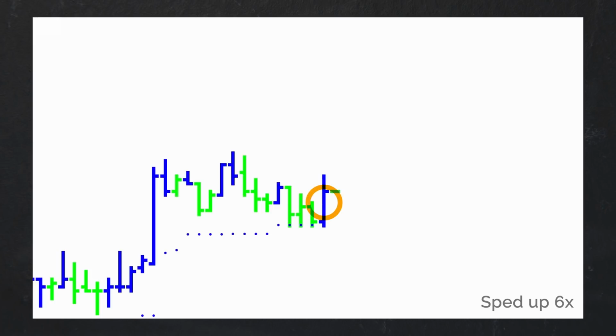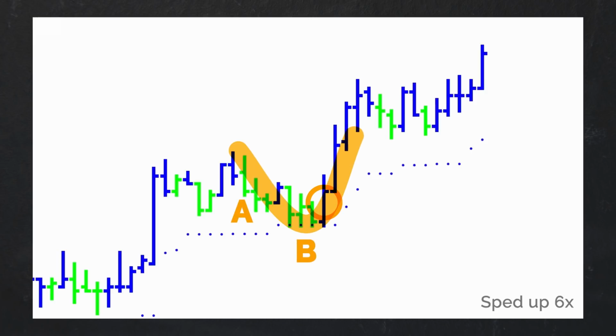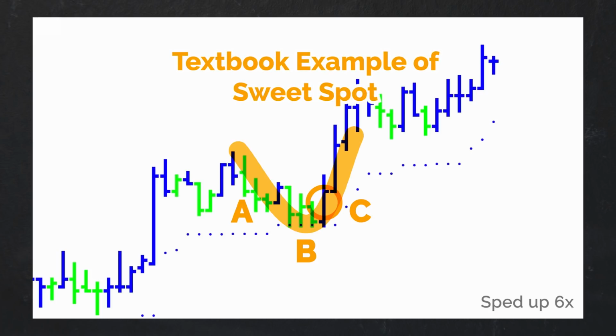It's close to the dots, so we'd have low risk. And as the prices start to take out the highs, you'd be well positioned to hold through a big move. Here's the diagram again for your reference. And here are the points A, B, and C for this example. Okay, so that was a textbook example of the sweet spot trade setup.